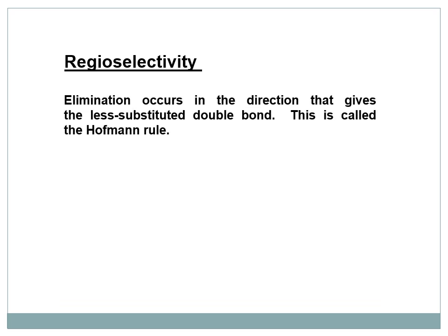Now we come to regioselectivity. Elimination occurs in the direction that gives the less substituted double bond. That is Hofmann's rule. That means the less substituted alkene is formed in major amount, which is just opposite to Saytzeff's rule, in which highly substituted alkenes are formed. Now let us see an example for its explanation.